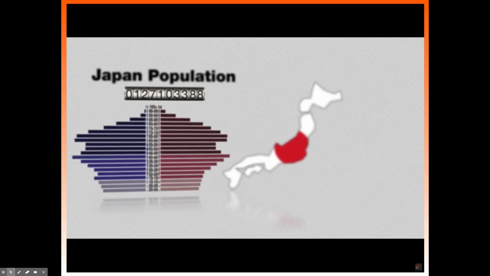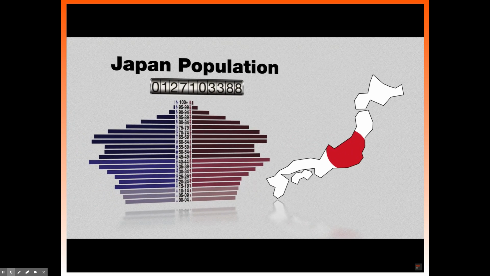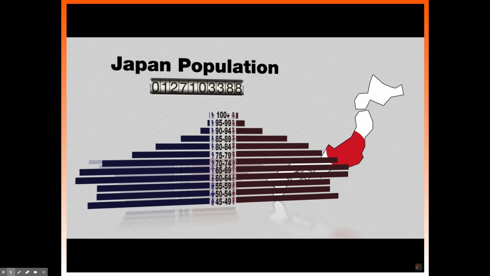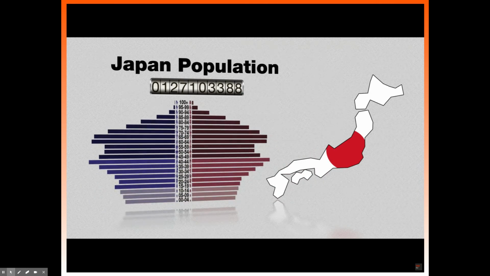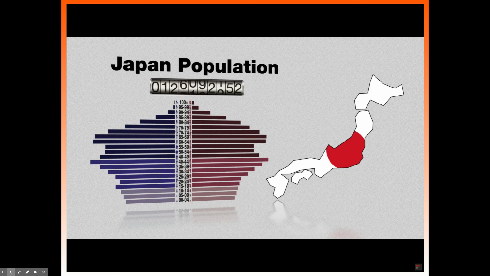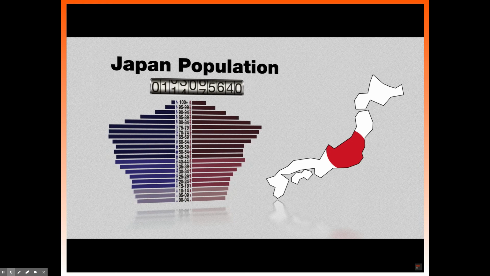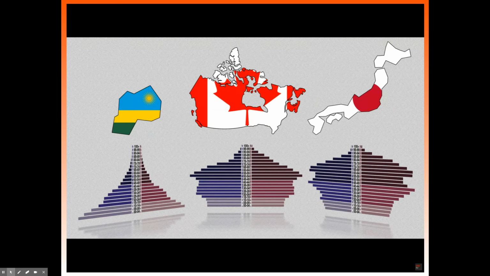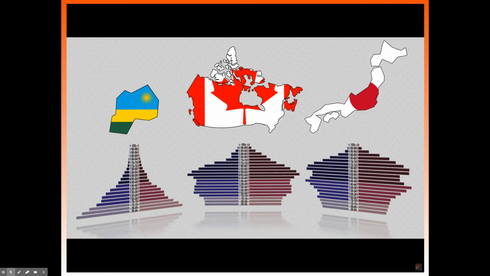Finally, let's look at Japan. Because the majority of its population is in its post-reproductive years, and the number of people is smaller at each younger interval, this means that at current rates of reproduction, the population will begin to decline as fewer and fewer people reach reproductive age. Comparing these three population pyramids side by side shows us three different stages in the demographic transition as a country moves from a pre-industrial society to one with an industrial or post-industrial economy.